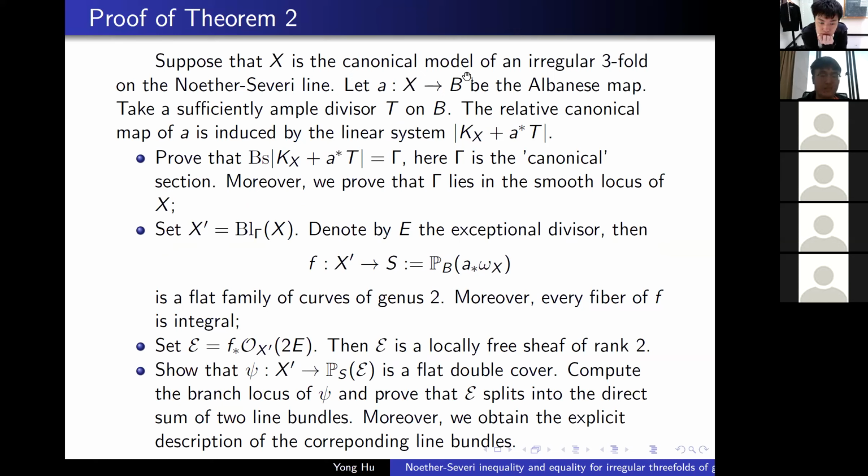Now we take a sufficiently ample divisor D on B. The relative canonical map of A is in fact induced by the linear system |K_X + A*D|. So we study this linear system. We first prove that the base locus of this linear system is just the base locus section Γ. Moreover, we prove that this section Γ lies in the smooth locus of X.